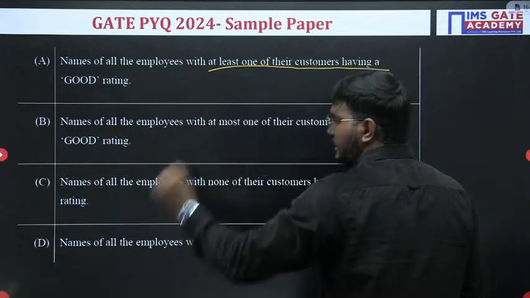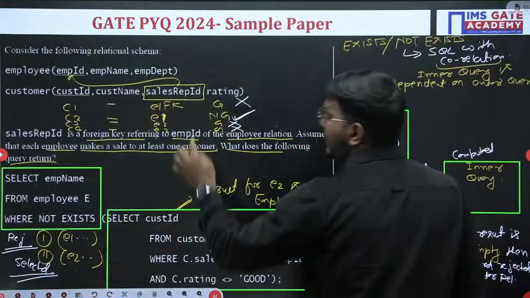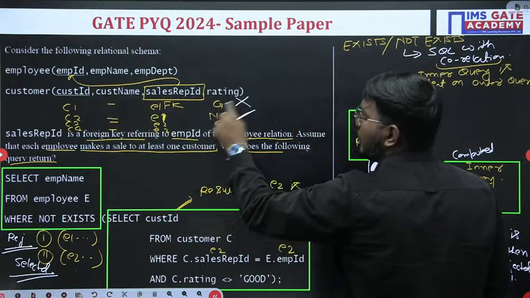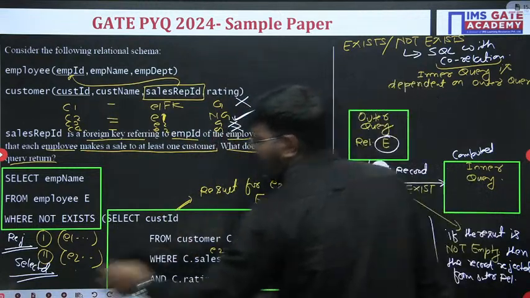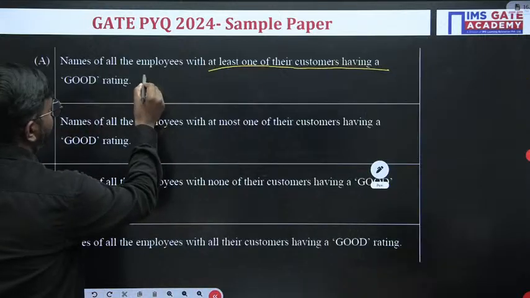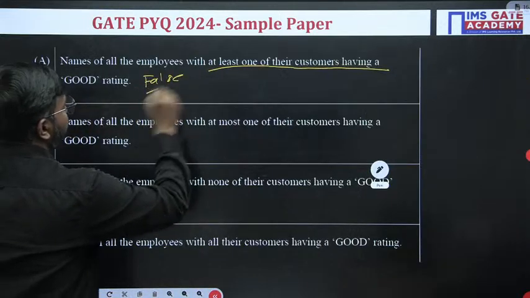No, all the customers. See, for the employee E1, one of the customers has given good, but this is not sufficient. This is not sufficient. Fine. Again, I can say option 1 is false. This option is false.